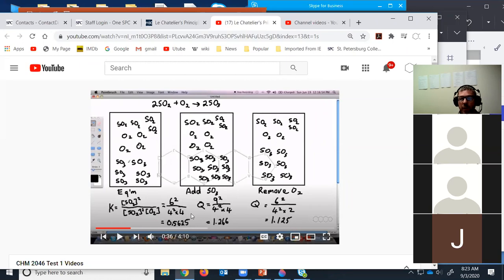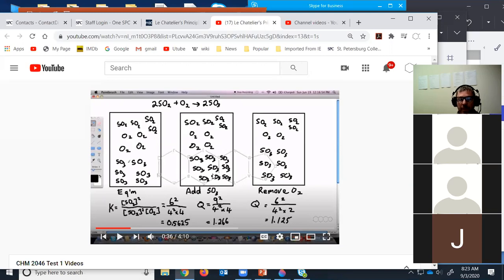So what I might do is hook up a gas cylinder of SO3. SO3 is a gas. And then I just pump that into the reaction while it's at equilibrium. So you can see that I've added a bunch of SO3 down here, but the amount of SO2s and O2s has remained the same. But look at the SO3s, see how they've increased?